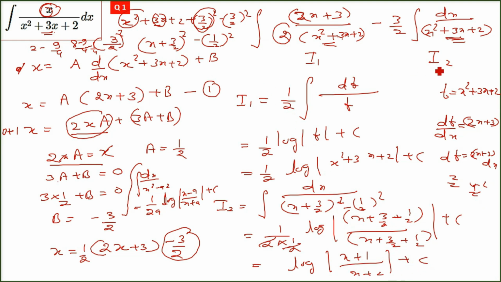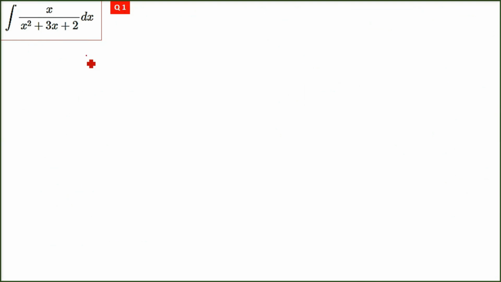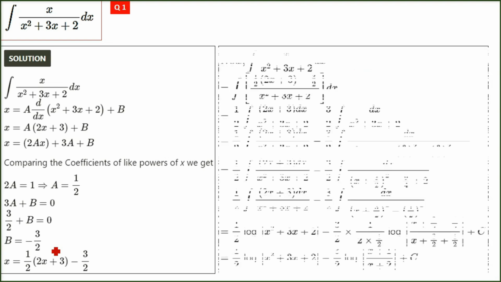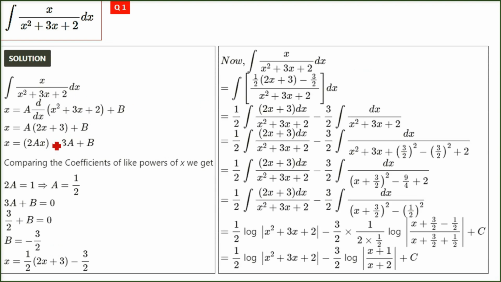Now this is I1, this is I2. I2 is preceded by negative 3 by 2, but we are going to combine them and write the final result. So I was having I1 and I2 for you, and let us recall what we have got in I1 and I2, and we'll combine them. So half log modulus of x square plus 3x plus 2, and then negative 3 by 2 log x plus 1 divided by x plus 2. And since we have C1 and C2 we got from I1 and I2, we can just combine C1 and C2 and get a constant of integration, which is capital C. That's your final answer.